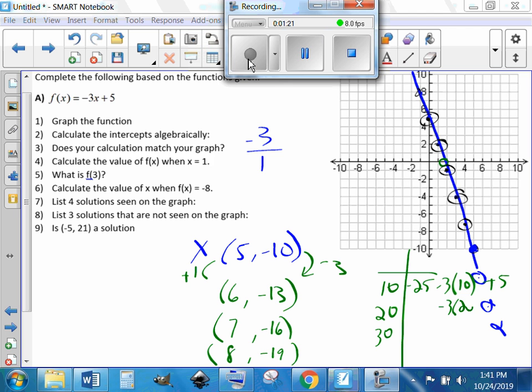And then -3 times 20 plus 5, -60 plus 5, is -55. And you could keep going just by picking really large x values that clearly will be solutions but not on the graph.